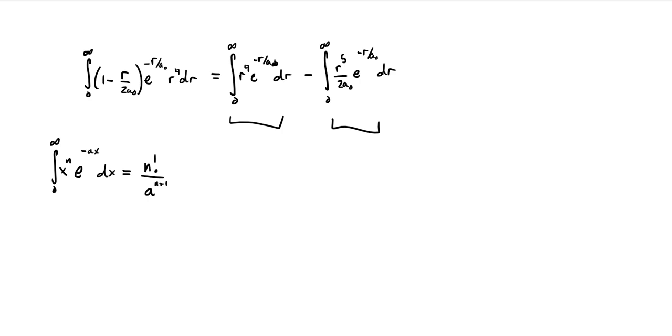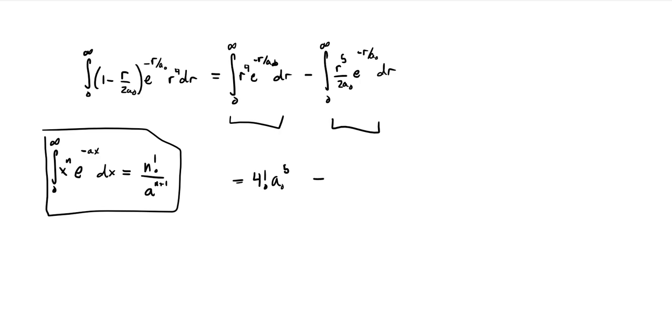We can use that to do both of these integrals because they have that form. Let me just box this so we know we're using it. These integrals end up being 4 factorial times a naught to the 5, and 5 factorial over 2 a naught times a naught to the 6th. If we carry all of that through, we end up with negative 36 a naught to the 5th as what our r integral looks like.